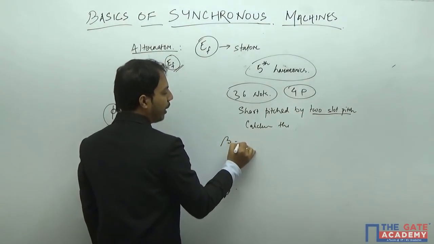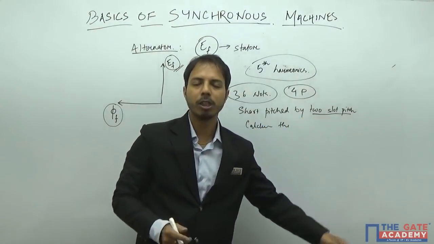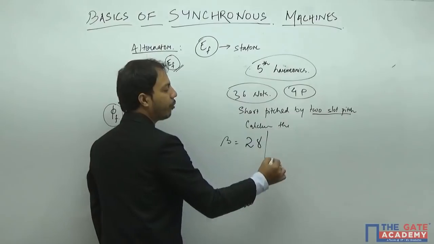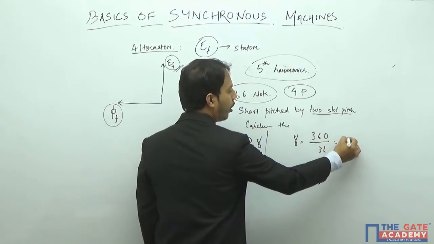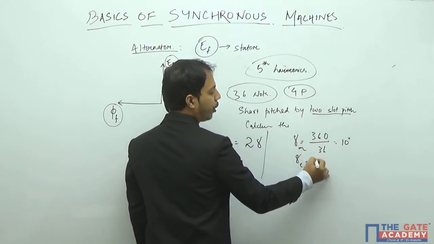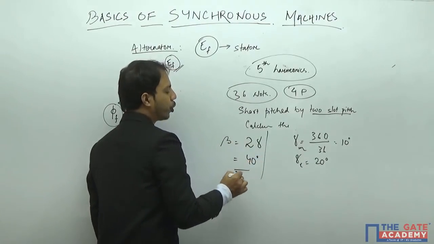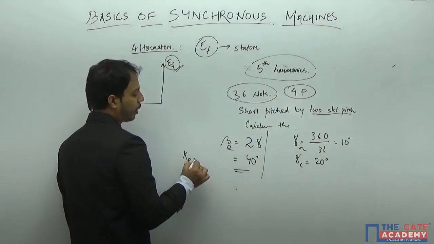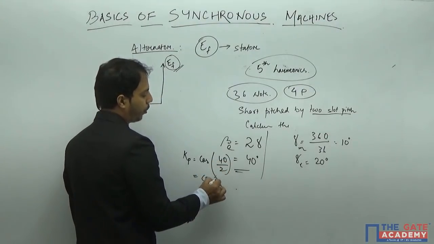So we need to calculate beta. Beta is nothing but the short pitched angle. They have said that the short pitch is by 2 slot pitch, so beta is 2 times gamma. Now we need to find gamma. Gamma is 360 by 36, which is 10 degrees, already calculated. This is mechanical. Electrically, it is 4 poles, so it becomes 20 degrees. Here it will become 20 into 2, 40 degrees. So beta electrical is 40 degrees. So the pitch factor Kp will be cos of 40 by 2, that is cos of 20 degrees.